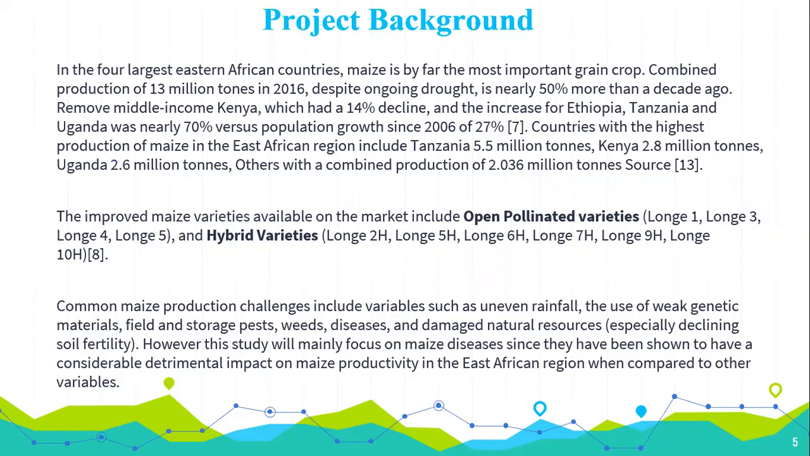Our project background is that maize is one of the most important grain crops in the region, and in 2016, our combined production was 13 million tons. That is for the East African region, and we have found that this maize crop is one of the most important, most grown, and most consumed crops in the East African region, and there are also very many open pollinated varieties.